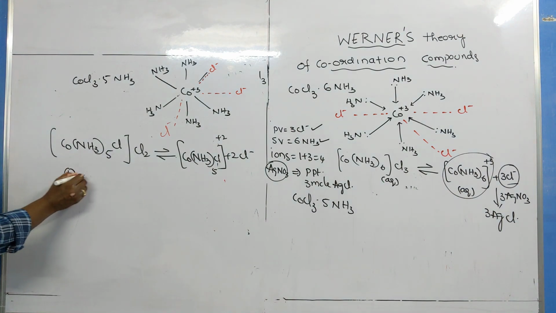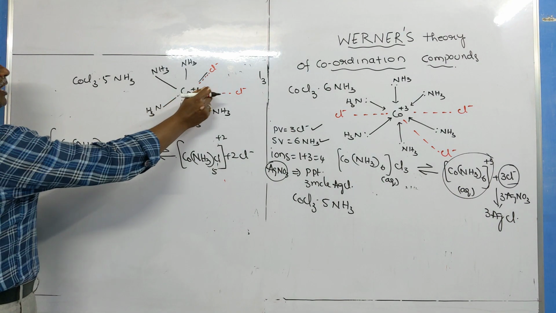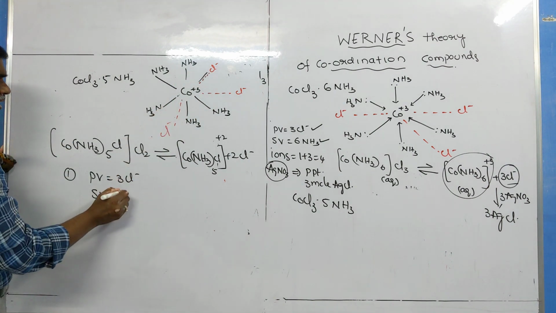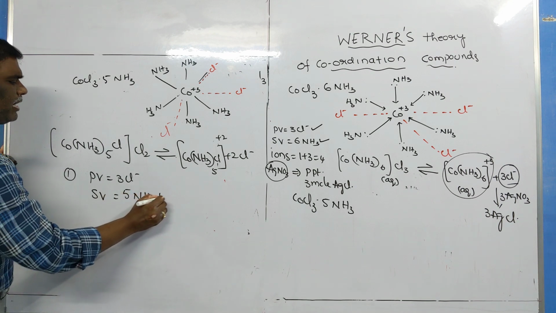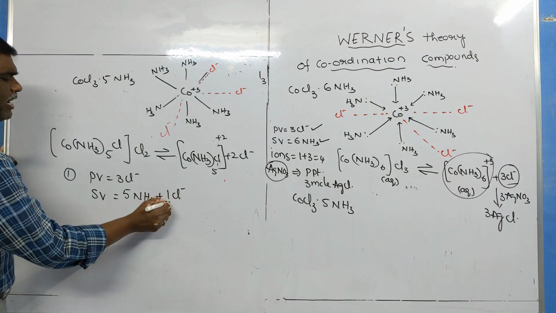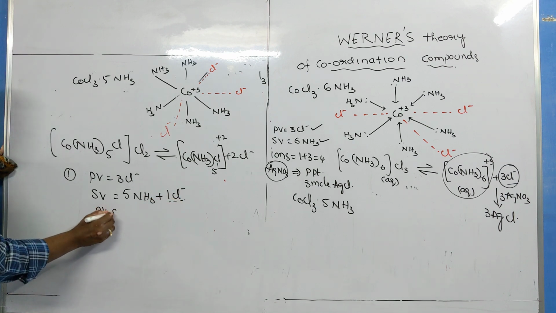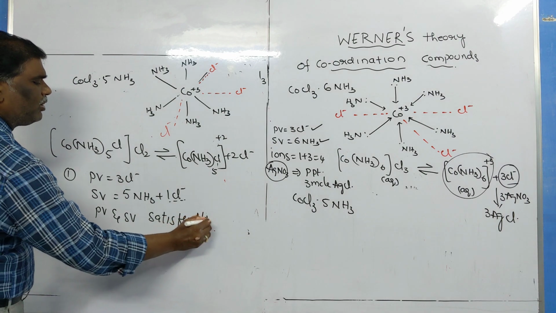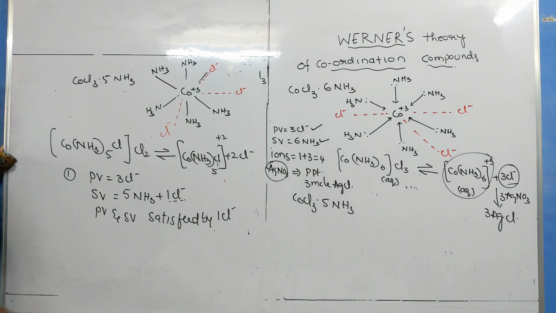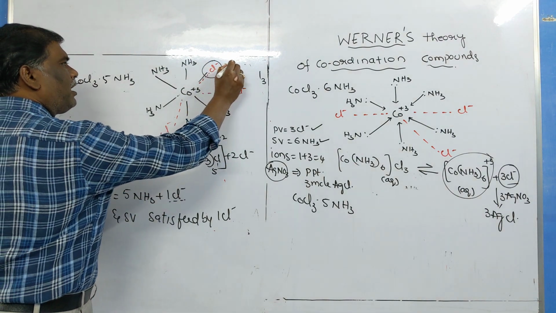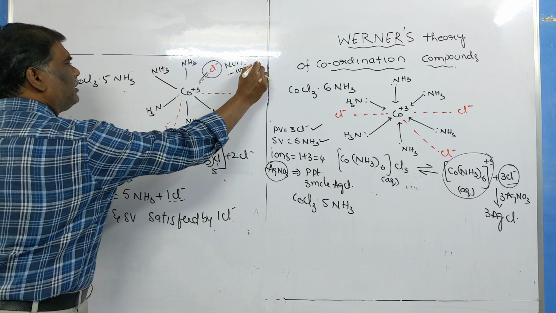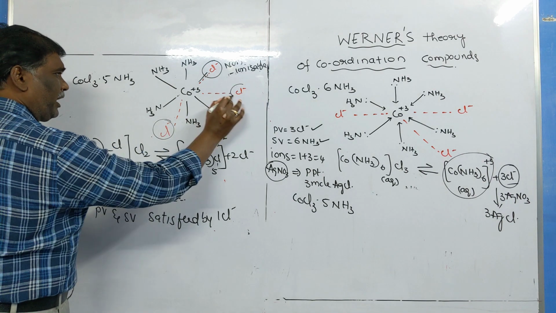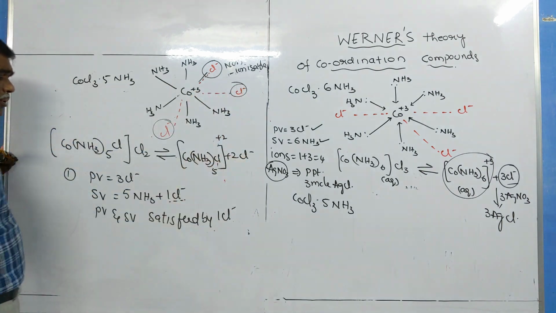Now point number 1. Primary valency is satisfied by 3 chlorides, clear. Secondary valency is satisfied by 5 NH3 and 1 chloride. One chloride is satisfying both primary valency and secondary valency. You remember this chloride ion is non-ionizable. That means it has only 2 chlorides to ionize. That's why 2 chlorides are ionized.